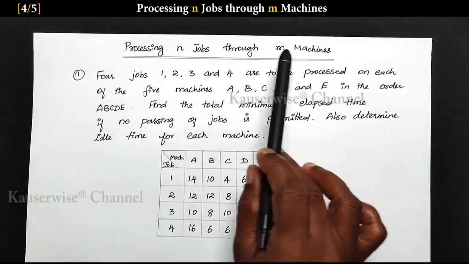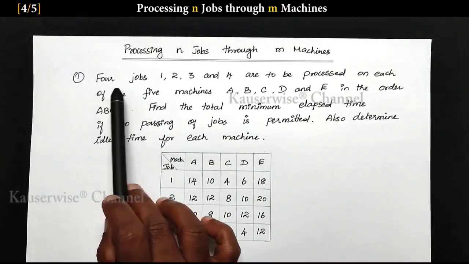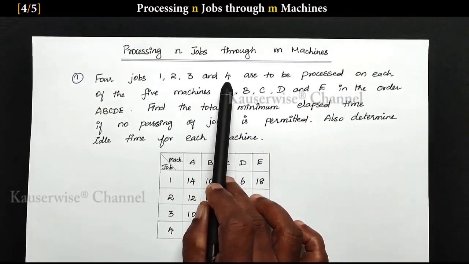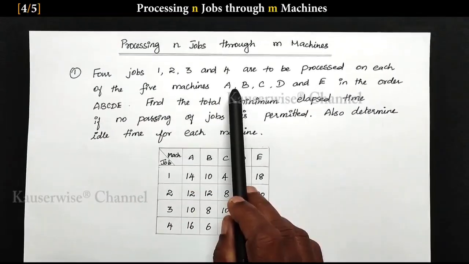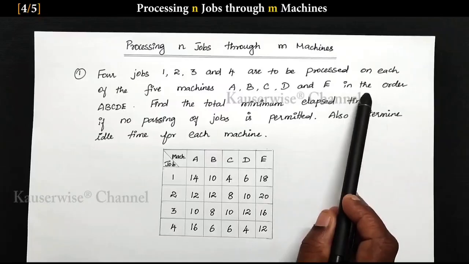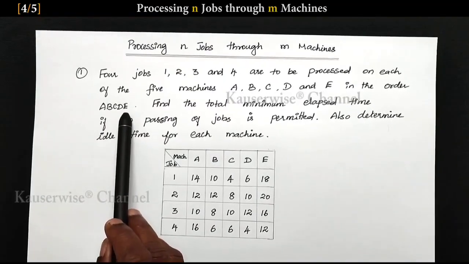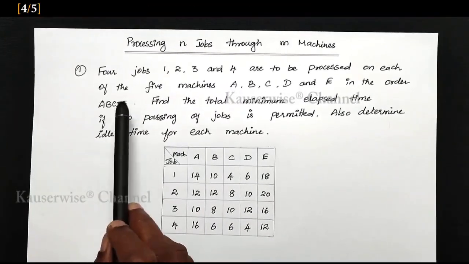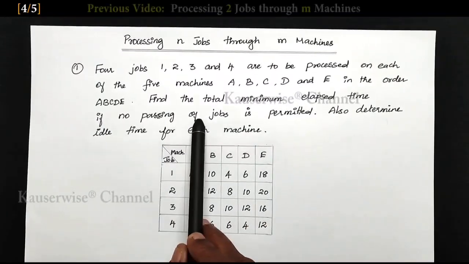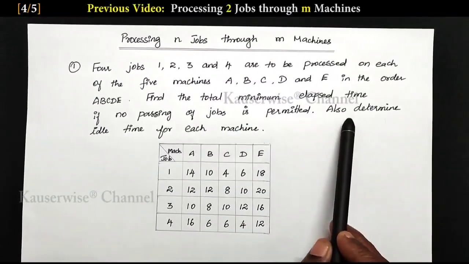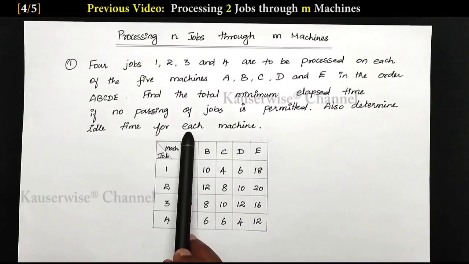Processing n jobs through m machines. Okay, 4 jobs 1, 2, 3 and 4 are to be processed on each of the 5 machines A, B, C, D and E in the order A, B, C, D, E. Okay, so this is the order of processing. Find the total minimum elapsed time if no passing of jobs is permitted. Also determine idle time for each machine.